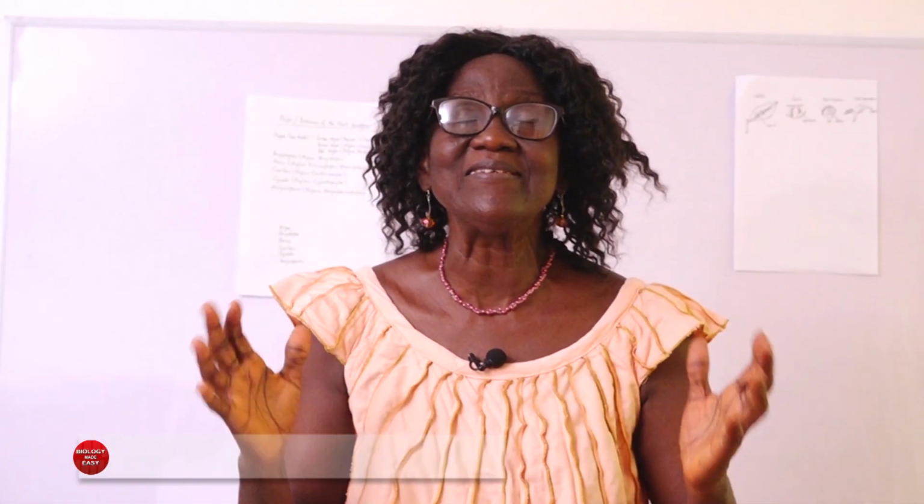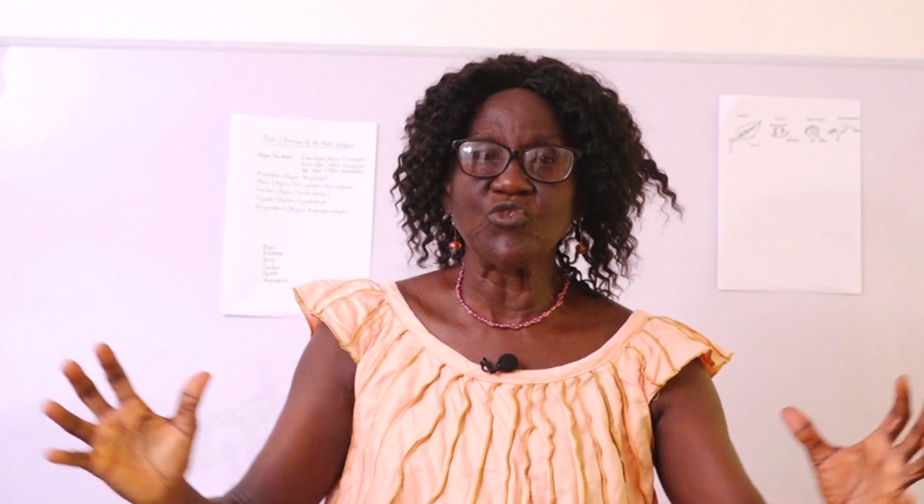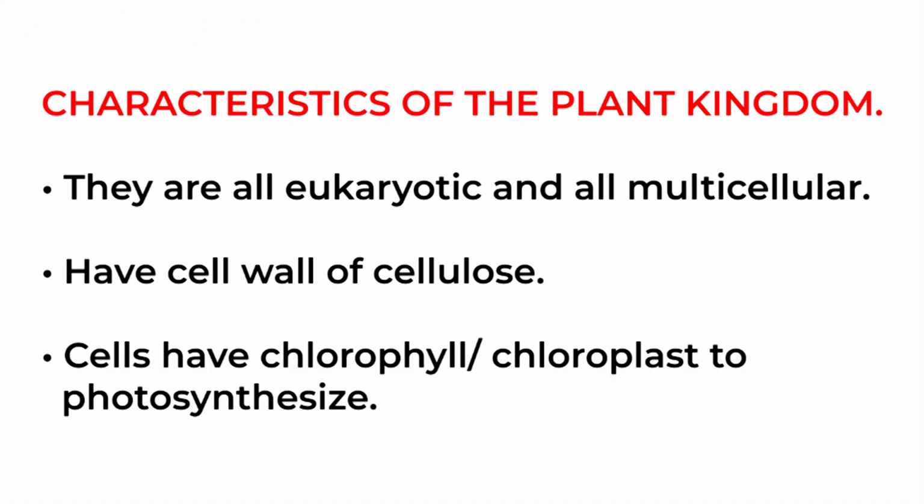What are the characteristics that put plants into one group? Three main characteristics. They are all eukaryotic and all multicellular. They all have a cell wall of cellulose. They all have chlorophyll or chloroplasts to photosynthesize.